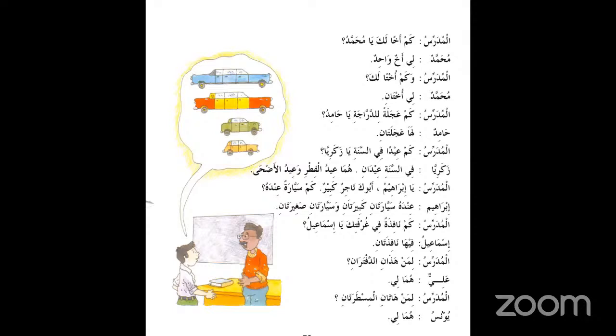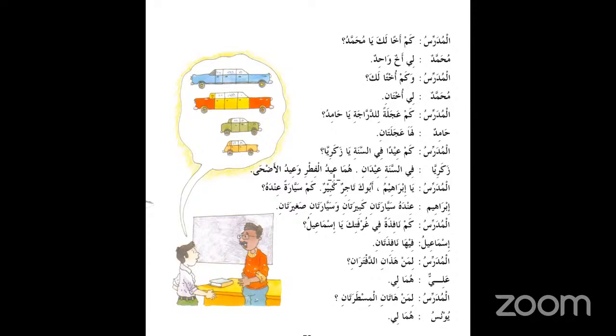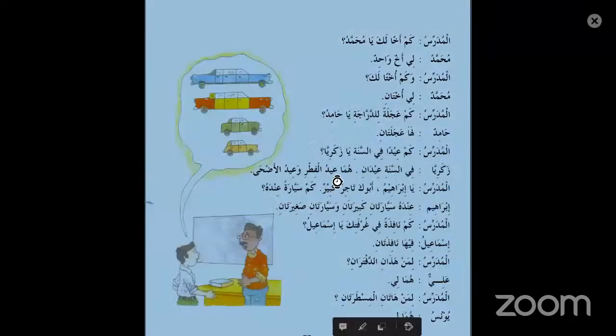Liman hazani daftarani? Whose are these two notebooks? Huma li. They're for me. Liman hatani mistaratani? Whose are these two rulers? Huma li. For me. Excellent. Any questions on this? No? Brilliant. That's really good.